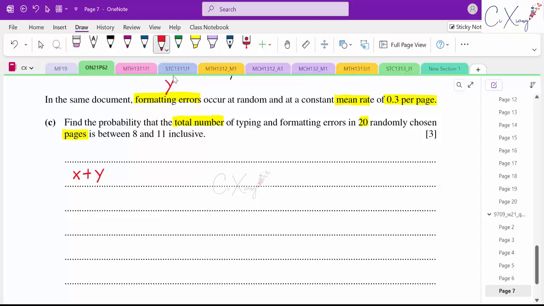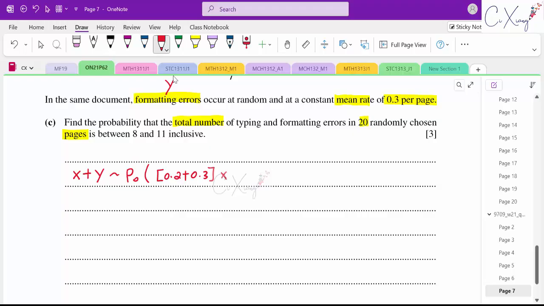Okay, so first of all, I need to get the lambda, the total mean for 20 pages first. For one page, the mean for the total error, which can be typing and formatting error, should be 0.2 plus 0.3.